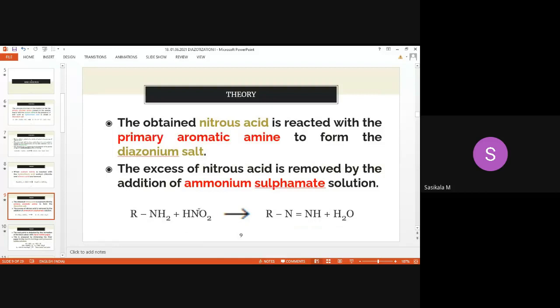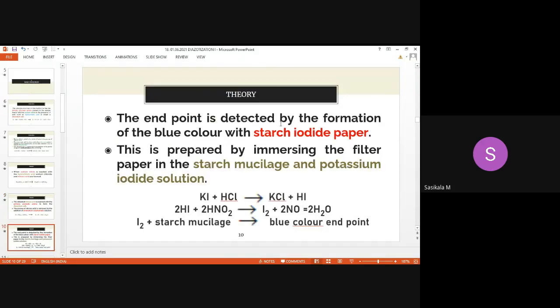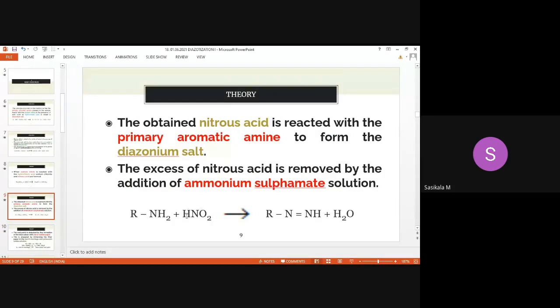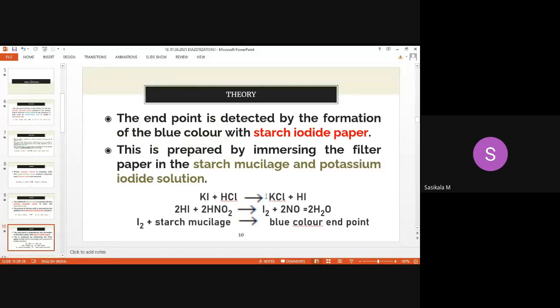Once the reaction is completed, this excess nitrous acid will be there. Nitrous acid in reaction with primary aromatic amine will not give blue color with the starch iodide paper. So once the reaction is completed, the excess drop of nitrous acid will react with the starch iodide paper, and this nitrous acid oxidizes hydrogen iodide to iodine. This is the reduced form of iodine, and this is the oxidized form of iodine. In presence of iodine, the starch mucilage will react with iodine. So in starch iodide paper, iodide is converted to iodine.